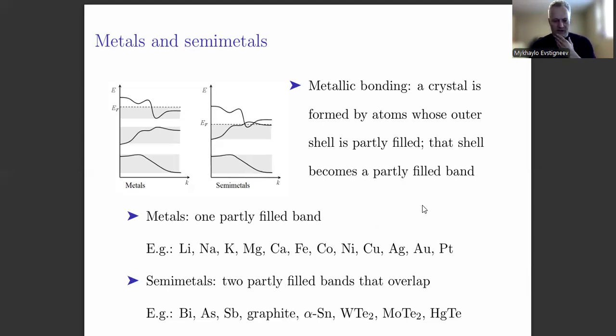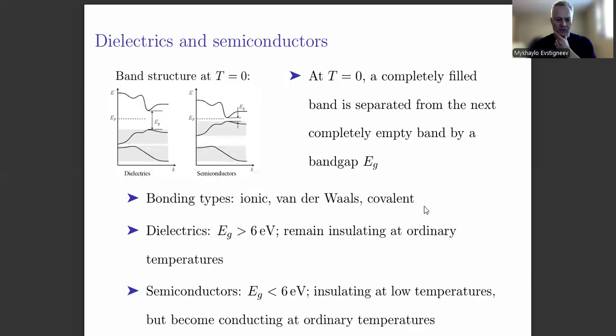Okay, so we have understood metals and semi-metals. Now let's move on to dielectrics and semiconductors. At absolute zero temperature, neither dielectrics nor semiconductors conduct electricity, because the Fermi energy in both materials is in the middle of a band gap that separates one band which is completely filled, let's say this band, and the upper band which is empty at absolute zero temperature.